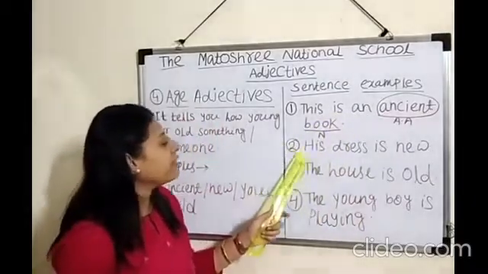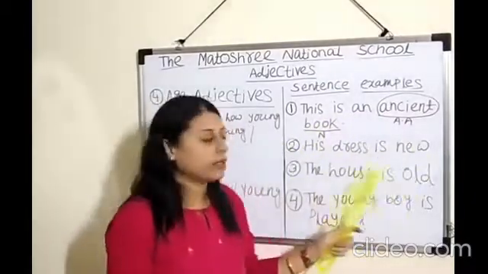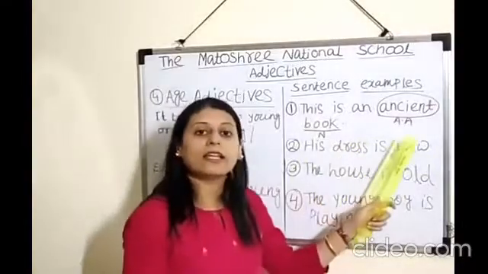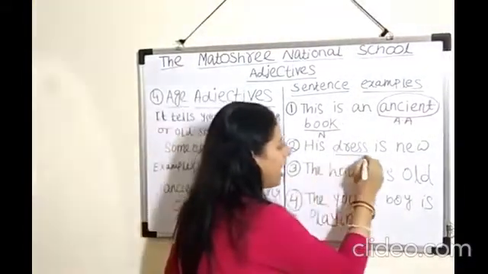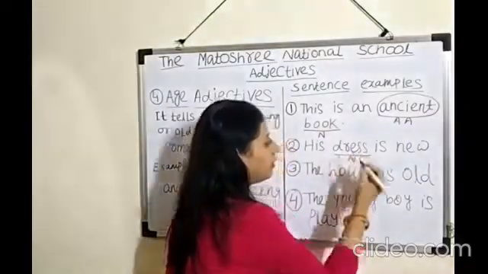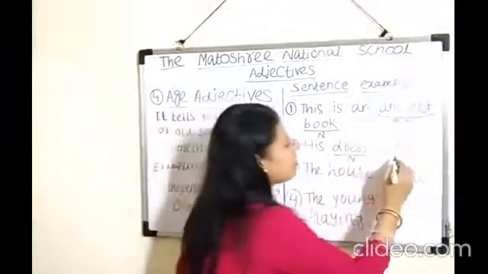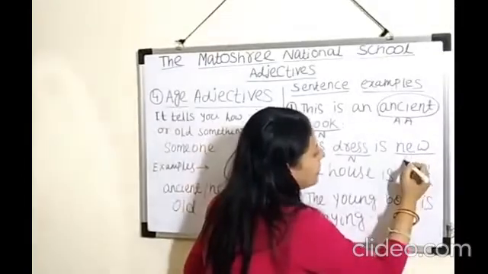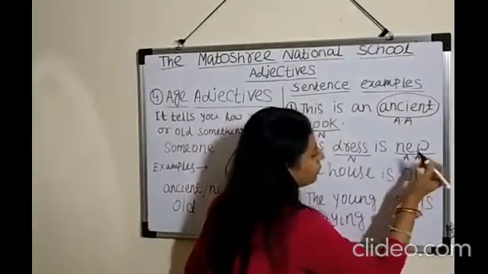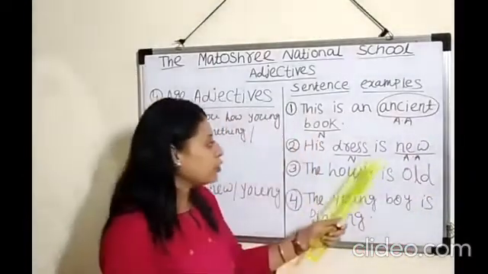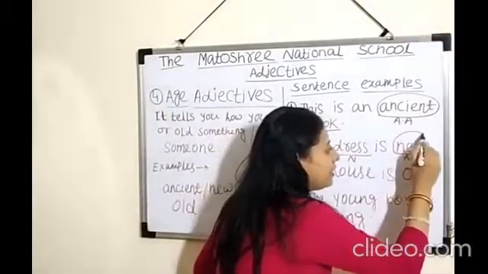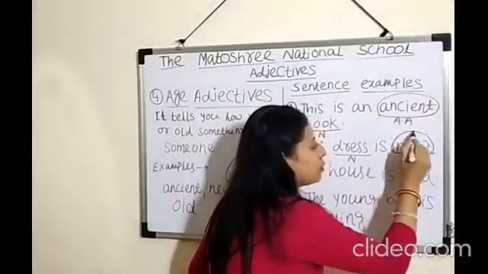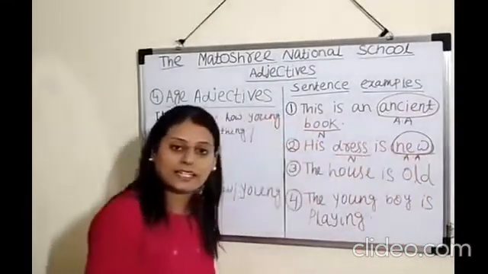Next is his dress is new. Here dress is a noun. New is an age adjective, where it shows what type of dress it is. It is a very new dress. So new is an age adjective.